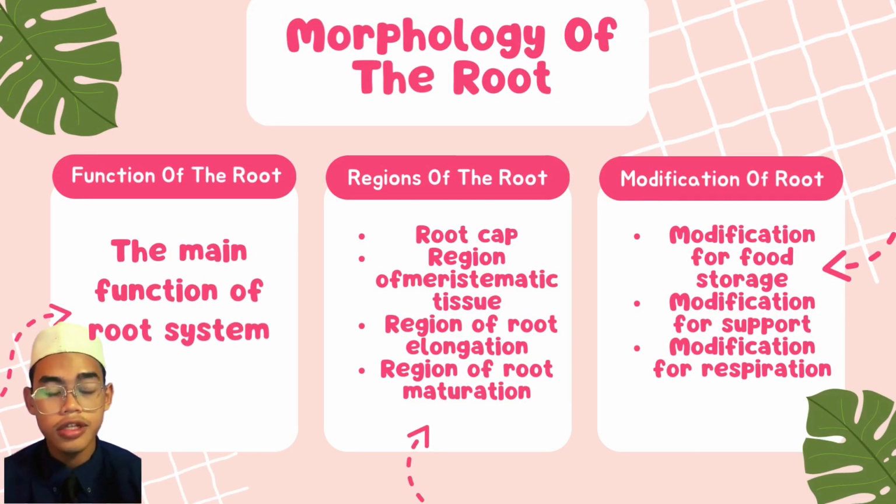Morphology of the root is divided into three. First, we have function of the root, which is the main function of the root system. The second one is regions of the root, where I'm going to tell you about root cap, region of the meristematic tissue, region of root elongation, and region of root maturation. And the third one is modification of root, which is modification for food, modification for support, and modification for respiration.